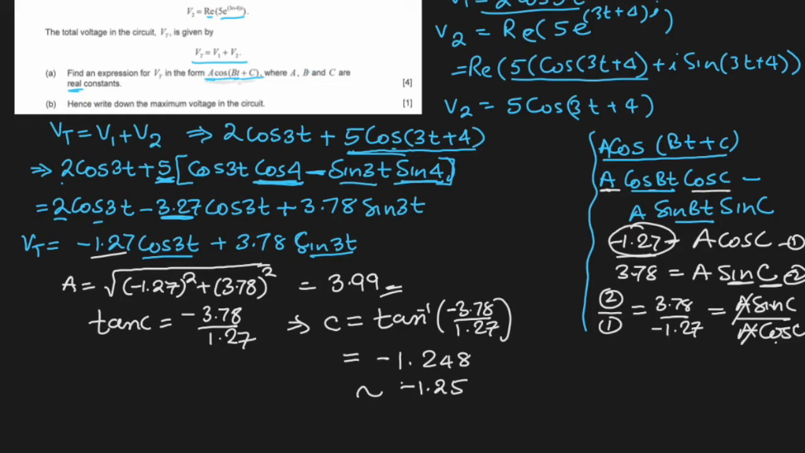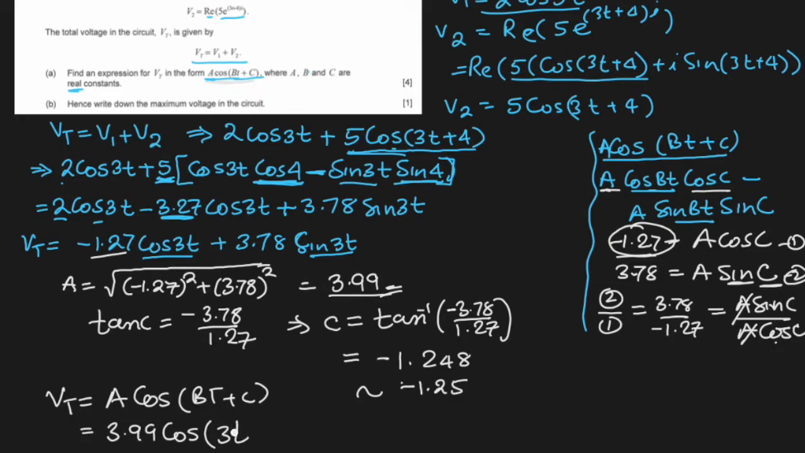Our format had to be this: Vt equal to A cos bt plus C. So we can write here A, we got A earlier, 3.99, cos 3t plus C, C we got minus 1.25, so we'll get minus 1.25. So we got all our values. A equal to 3.99, B is 3 and C is negative 1.25.